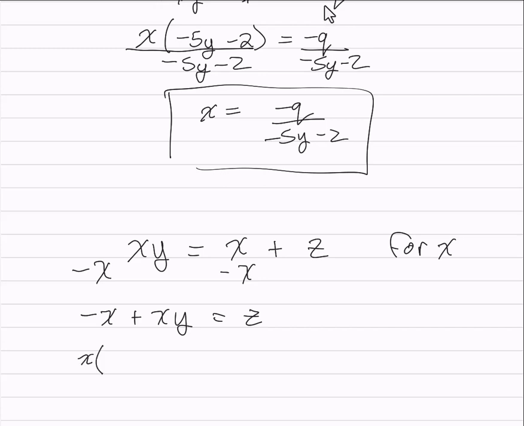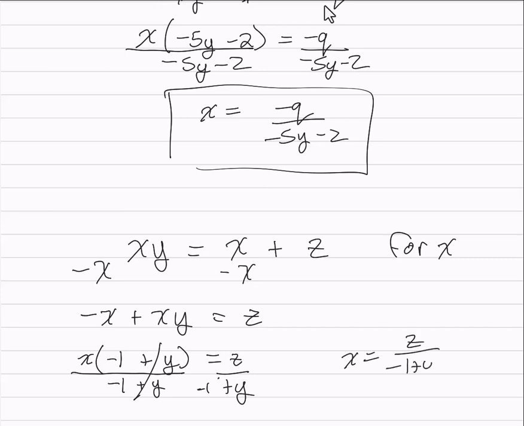Now, I need to be careful here. When I factor an x out from minus x, I'm left with minus 1. When I factor an x out from xy, I have y. So x times minus 1 plus y equals z. And so now I divide both sides by minus 1 plus y. And those cancel, and I get x equals z over minus 1 plus y.